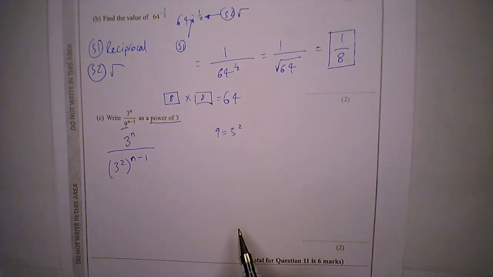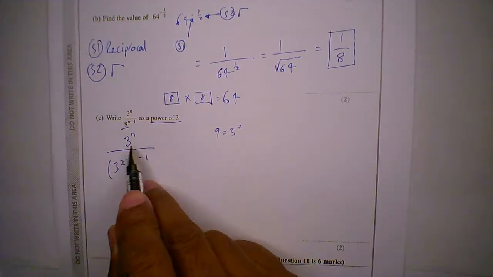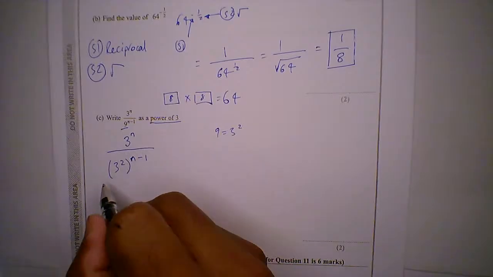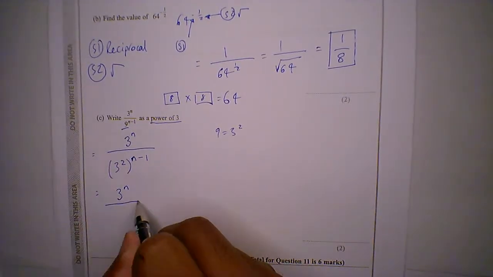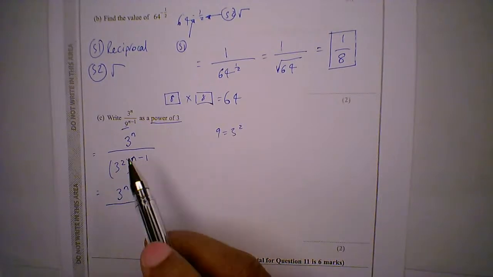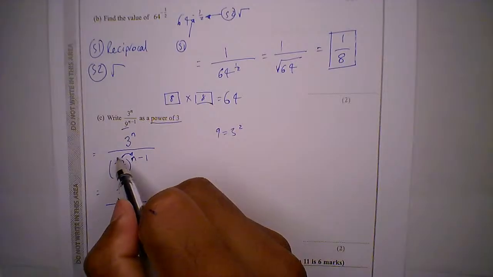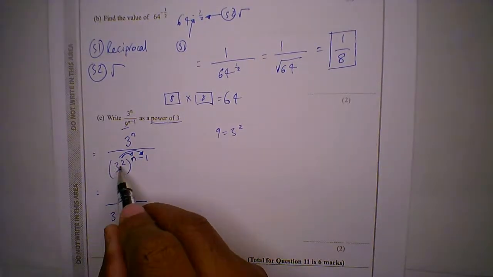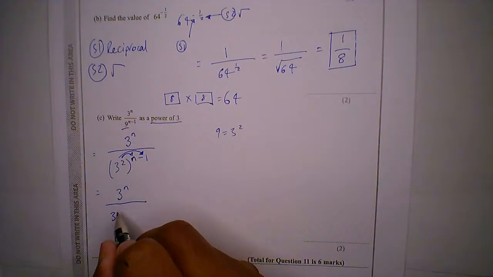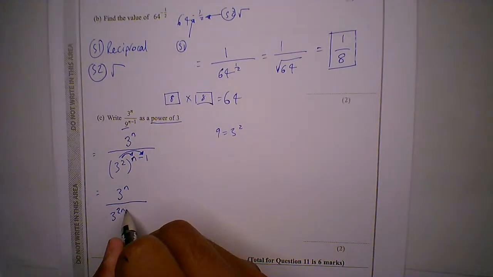Okay, so that's the first thing. And just by doing that, that's a method mark. Now the next thing is I've got to play around with this. So I'm going to have 3 to the power n all over, and then this is going to be 2 times n, and I'm going to be multiplying this as well. So this is going to become 3 to the power 2 times n is 2n, then 2 times 1 is 2, so minus 2.